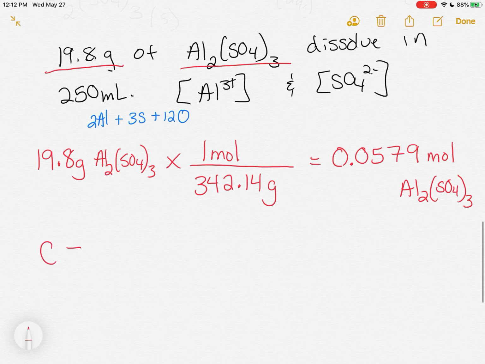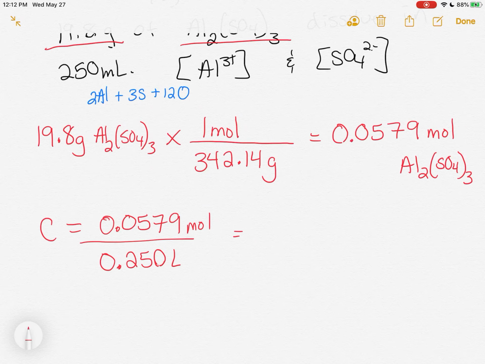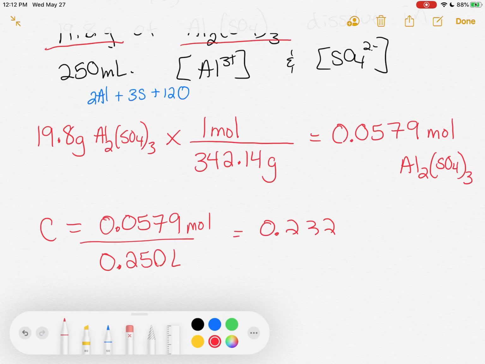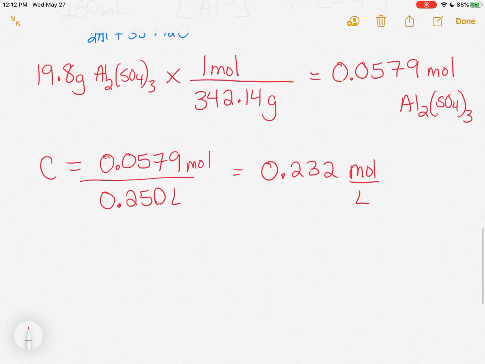Okay, so then if we want the concentration of aluminum sulfate, we're going to do our moles, 0.0579, divided by our volume, which we have to put in liters, so 0.250 liters. And so that's going to give us a concentration of 0.232 moles per liter, okay? And again, that's for aluminum sulfate.